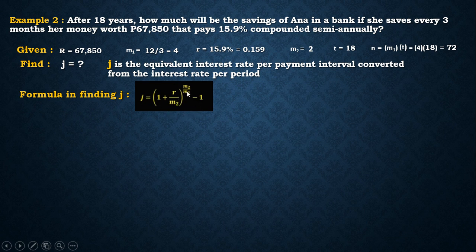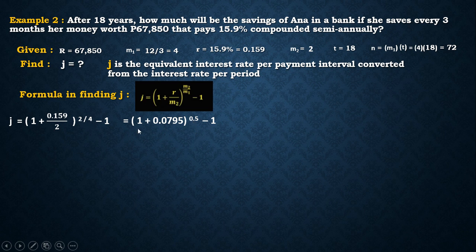Substitute po natin itong mga values na to. So we have R. Sinubstitute natin yung R. Ito po siya. Naging 0.159. Yung M sub 2, that is 2. Tapos yung exponent na M sub 2, 2 divided by 4. Yung 1 po ay constant. Hindi po dapat baguhin. Next step, i-divide po natin itong part na to at itong part na to. So that becomes 0.0795. Tapos yung 2 divided by 4 naging 0.5.